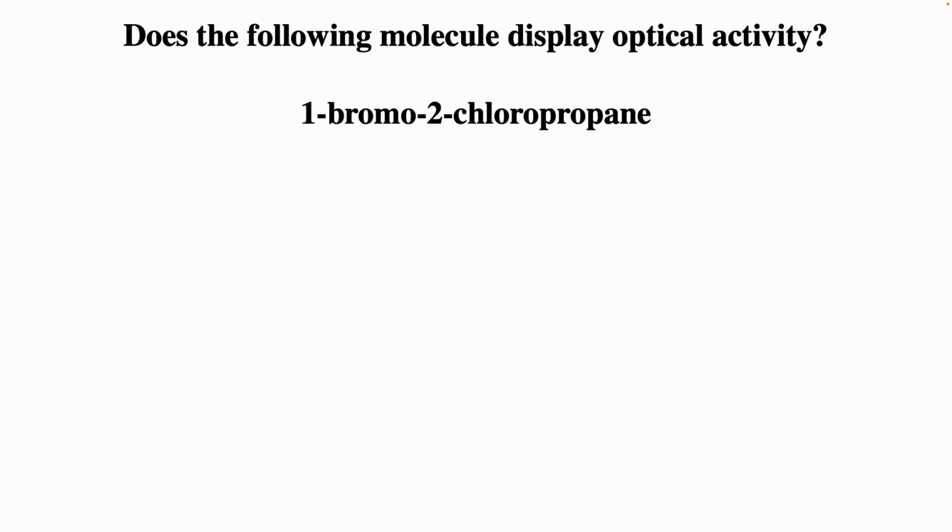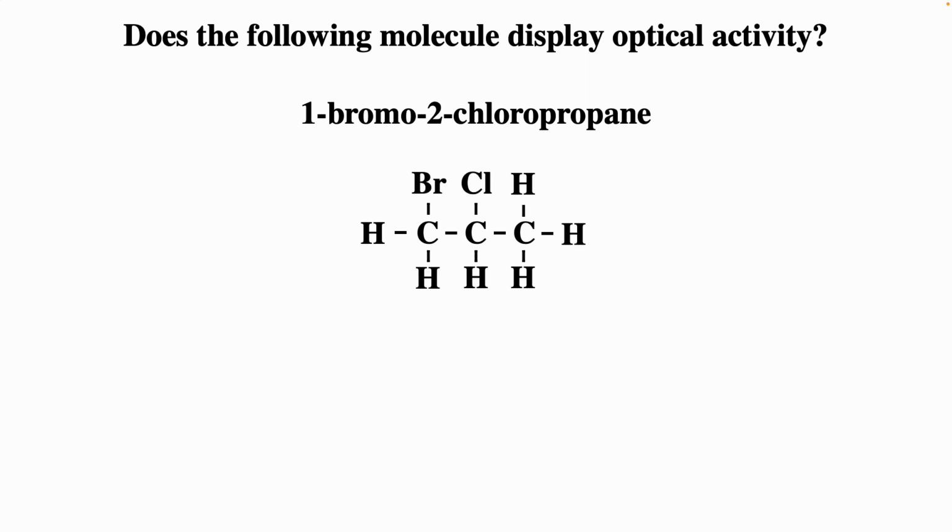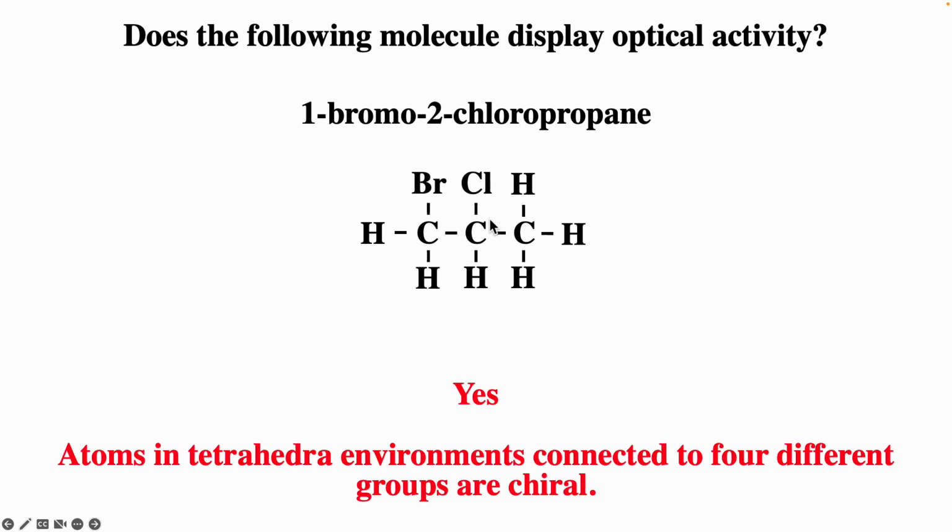For this one, we have 3 carbons. And if we look at it, this carbon here is attached to 4 different groups. This carbon here, you have 2 hydrogens, and so you just have 1 chiral carbon. We'd say it's optically active. It will have stereoisomers.